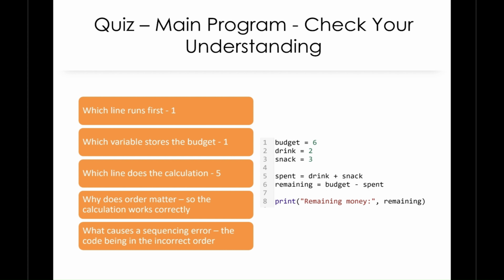Okay, let's have a look at the answers. Which line runs first? It's line number 1. Which variable stores the budget? It's also line number 1. Which line does the calculation? It's line number 5. Spent equals drink plus snack. Why does order matter? So the calculation works correctly. And what causes a sequencing error? It's the code being in the incorrect order.